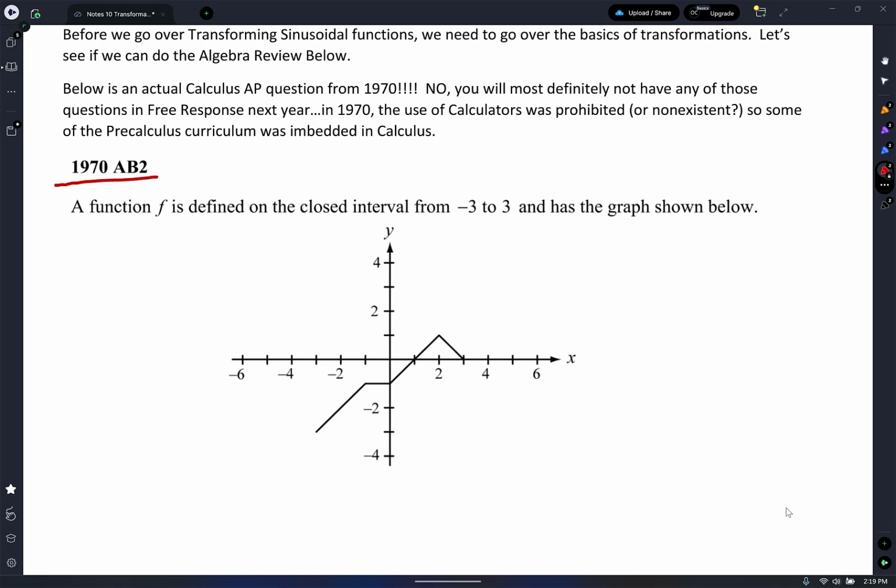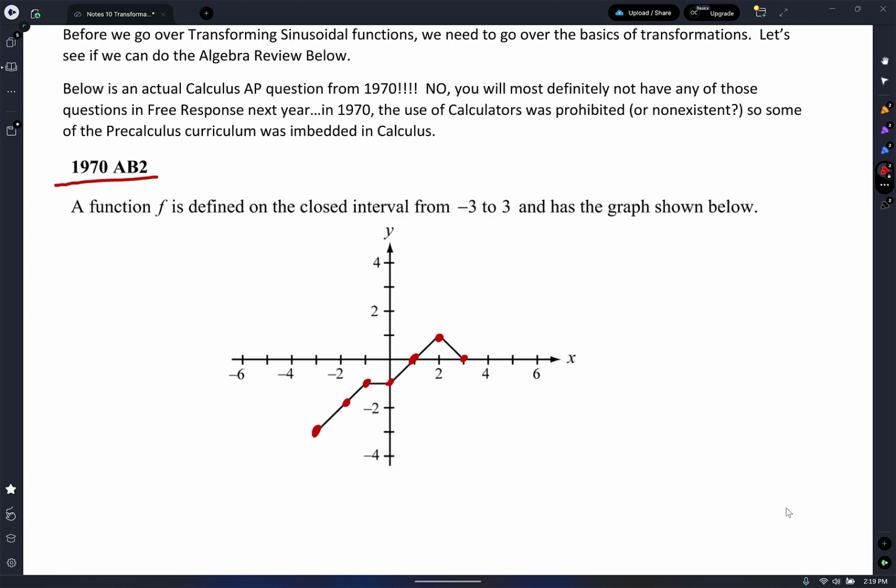So put these points down in here, guys. Put in -3, -3, -2, -2, -1, -1, 0, -1, 1, 0, 2, 1, 3, 0. I got the points from the table, from this graph. I didn't do anything crazy.